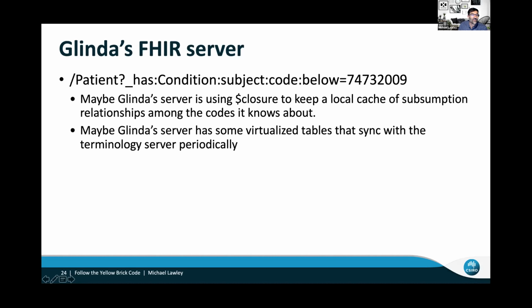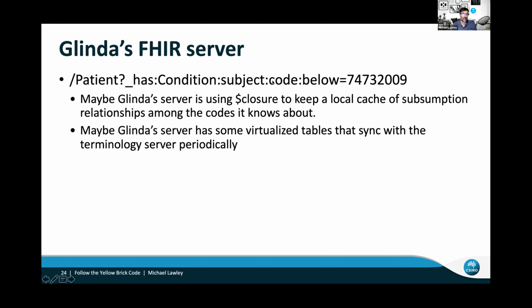And how does this work under the hood? Well, the FHIR server has to find out what all these codes are. So it might expand the values in a value set to get the set of codes of interest, and then join it against the codes in its local table. It may know that this is a common request, and so it may cache some of this information. It may actually use the closure operation to do this. So the FHIR server actually knows what all the unique condition codes are.